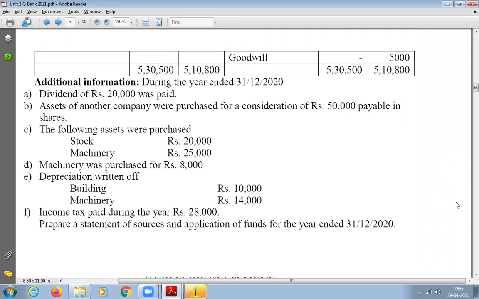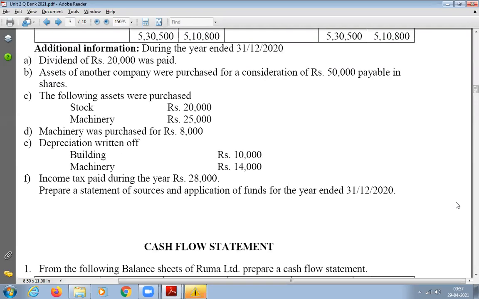Assets also the same. Additional information, during the year ended 31/12/2020, dividend of rupees 20,000 was paid. Assets of another company were purchased for a consideration of 50,000 payable in shares. The following assets were purchased. Stock is rupees 20,000 and machinery is rupees 25,000. Machinery was purchased for rupees 8,000. Depreciation written off of building is rupees 10,000 and machinery is rupees 14,000. Income tax paid during the year rupees 28,000. Prepare a statement of sources and application of funds for the year ended 31/12/2020.